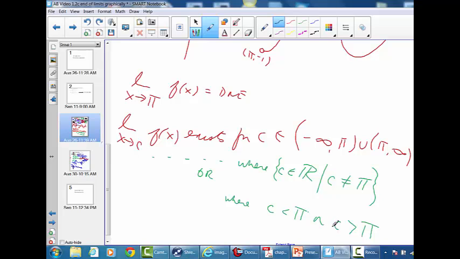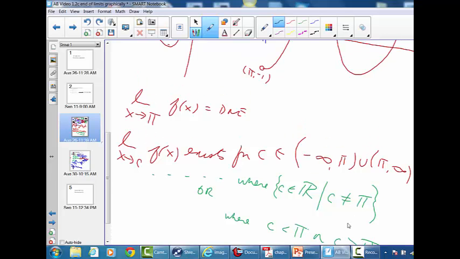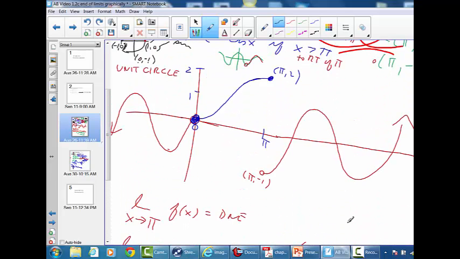And of course, there's different ways to write that: interval notation, set builder notation, or regular inequality notation. But do be careful you don't answer pi. They didn't ask where it didn't exist. They asked for all the numbers where it does exist, and that's everywhere except pi.